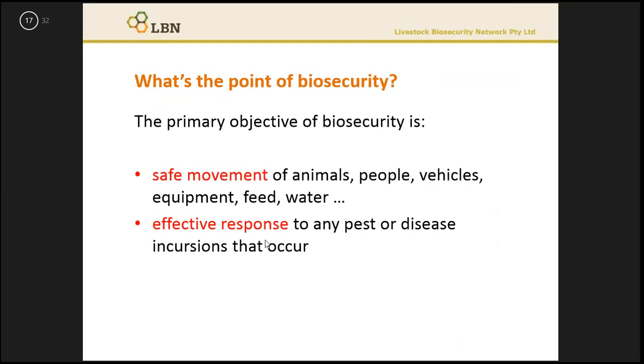So the point of biosecurity is really to be able to enable the safe movement of animals, people, equipment and other products onto and off your place, and also to be able to effectively respond to any pest and disease incursion that may occur. So I've just put together a few tips, and they're really linked back to how we can decrease the time of detection to disease and how we can reduce the speed of spread. Because as we know, these are the two key things that are the difference between a small and a large outbreak.